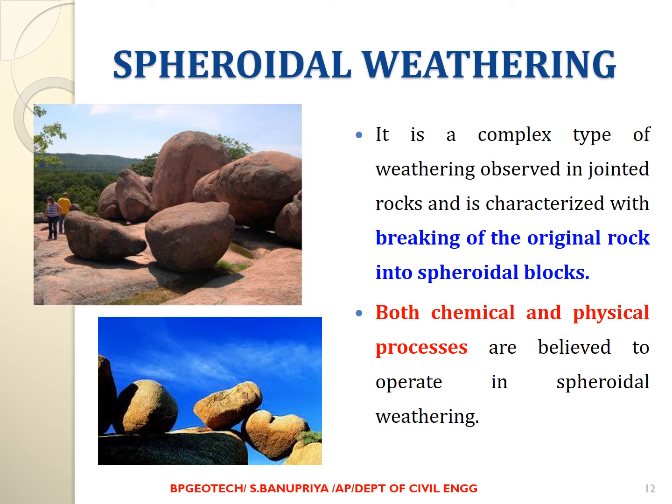Next, another interesting weathering type is spheroidal weathering, which is formed due to the action of both physical and chemical weathering. Spheroidal weathering is a complex type of weathering observed in jointed rocks and is characterized by the breaking of the original rock into spheroidal blocks. Both chemical and physical processes are believed to operate in spheroidal weathering.